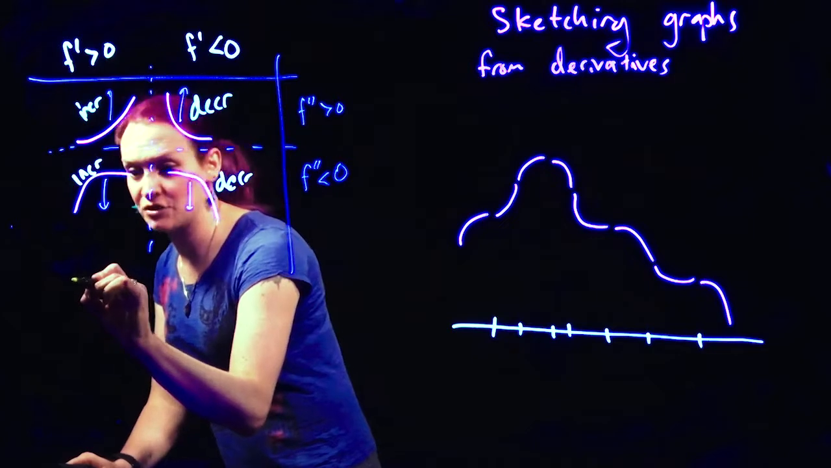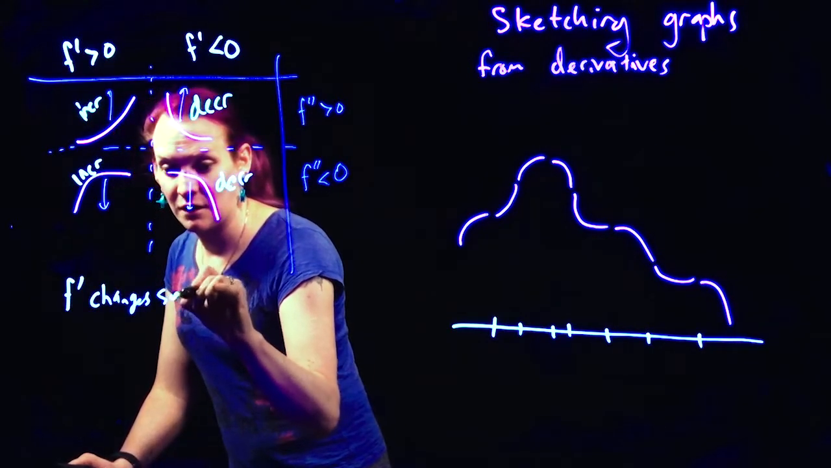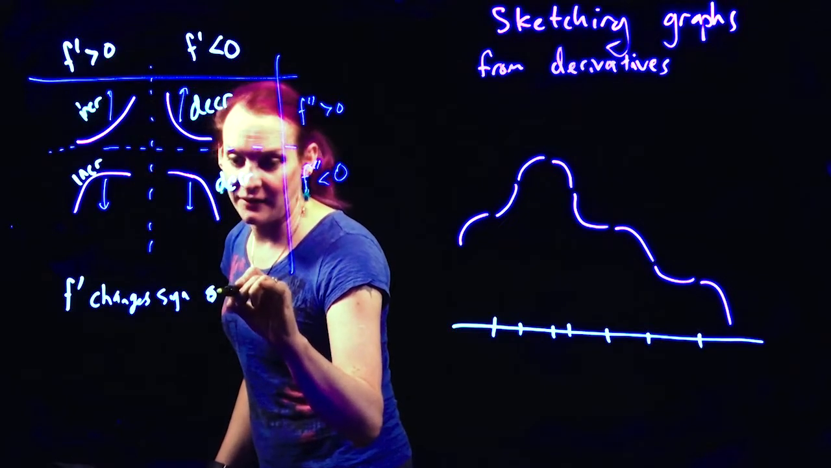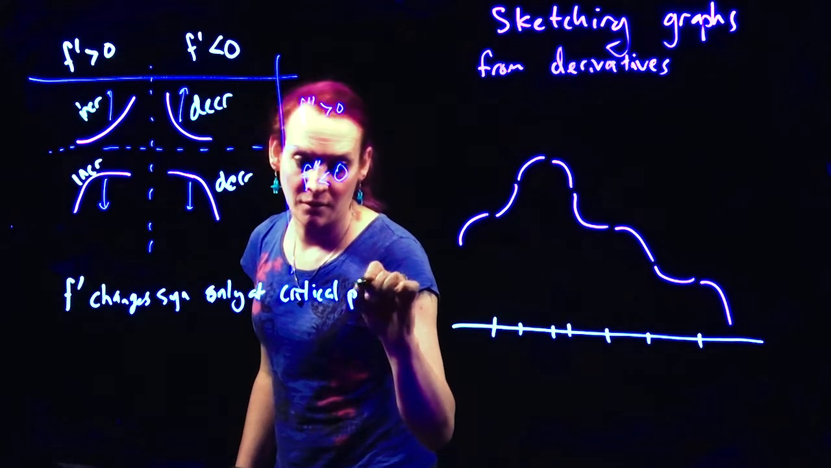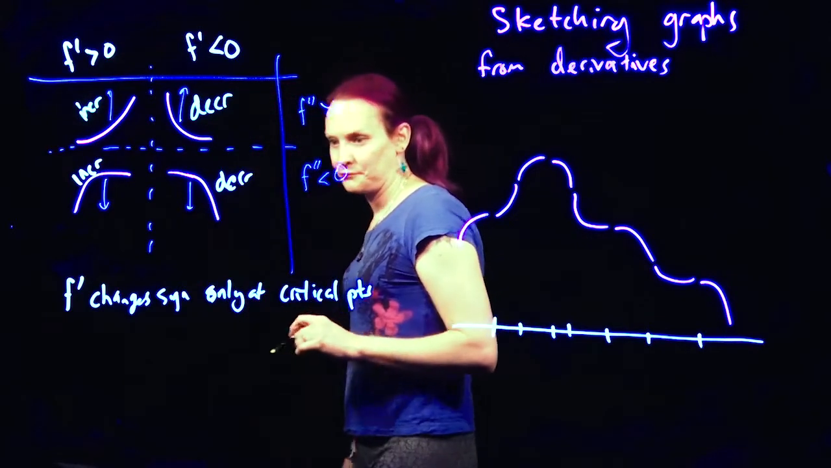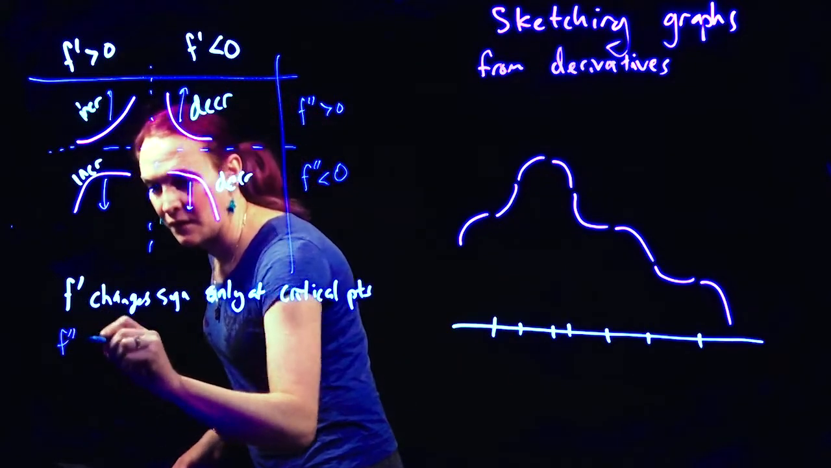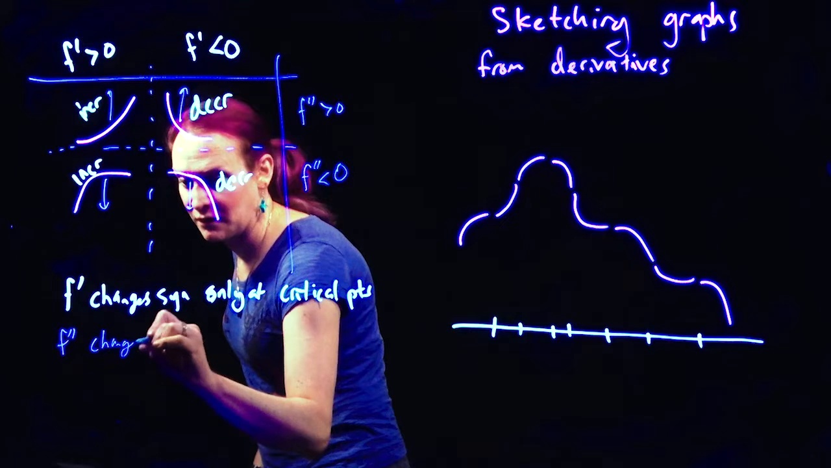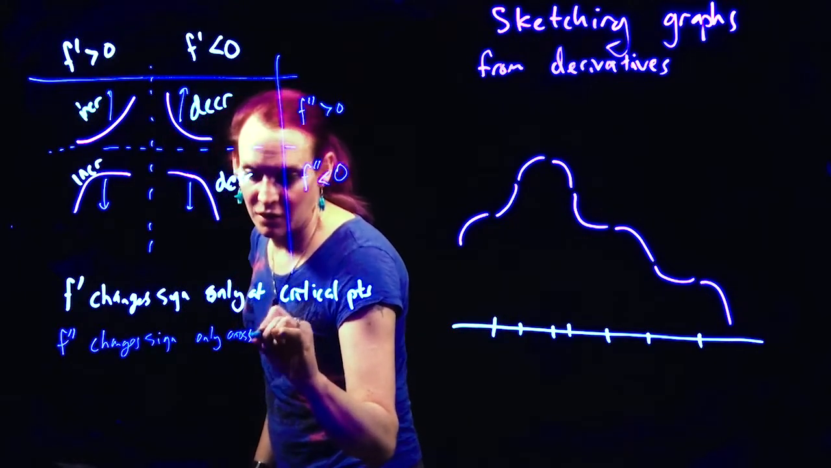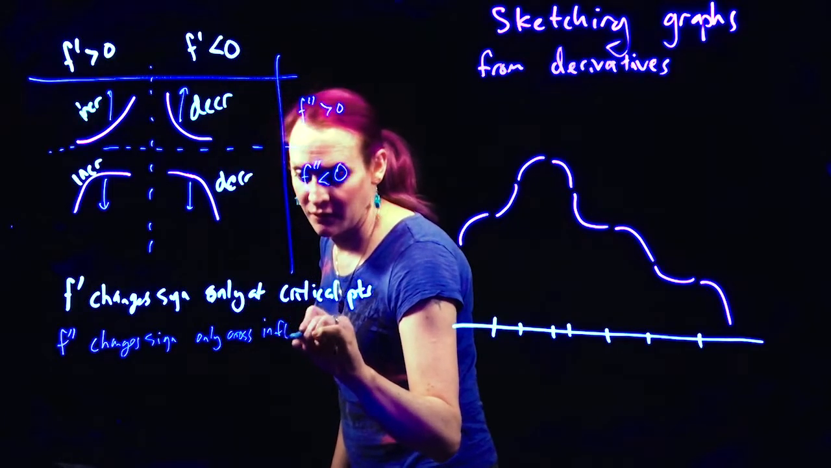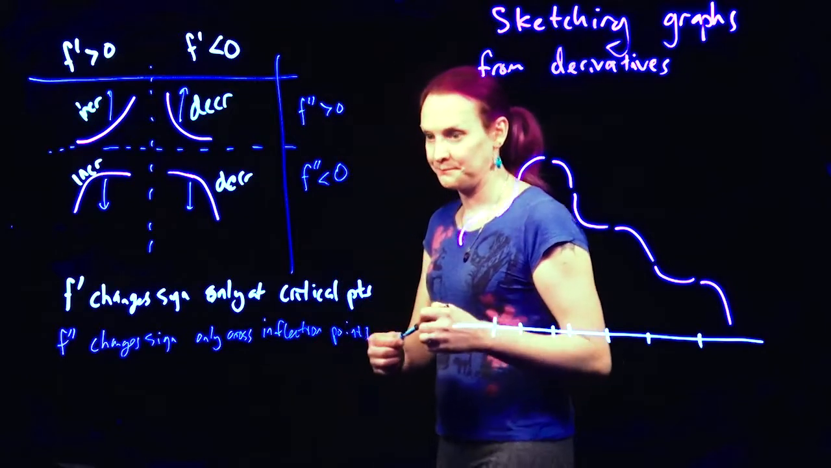So here's a critical observation. f prime changes sign only at critical points. Okay? And f double prime changes sign only across inflection points. Okay.